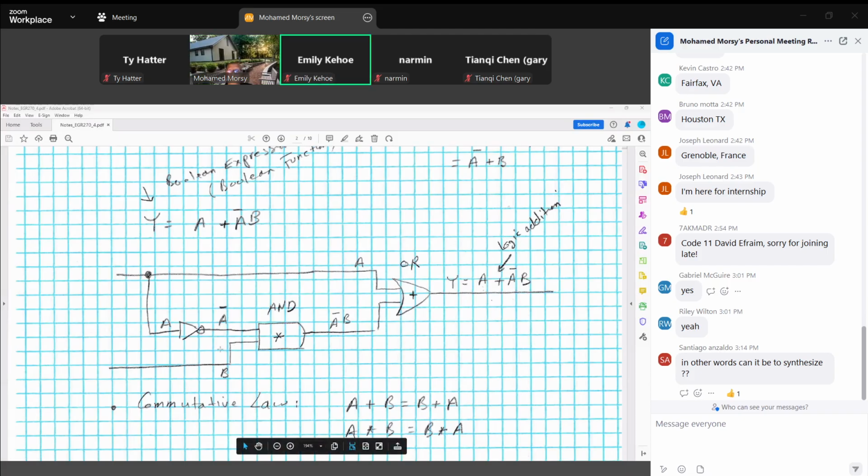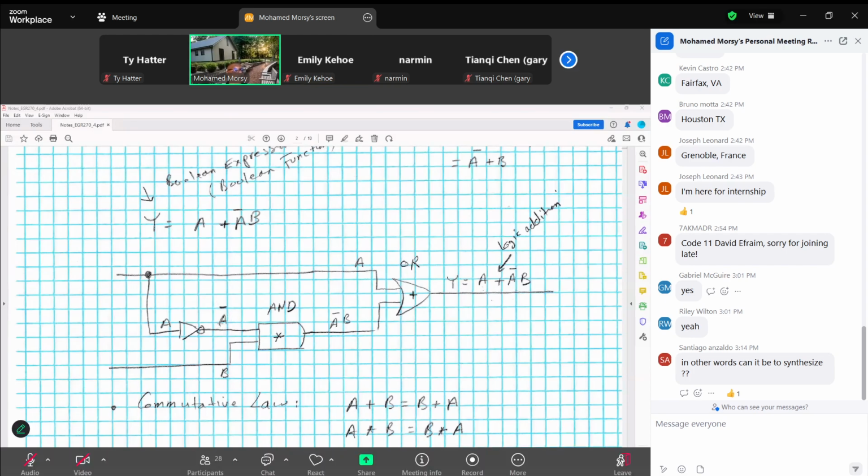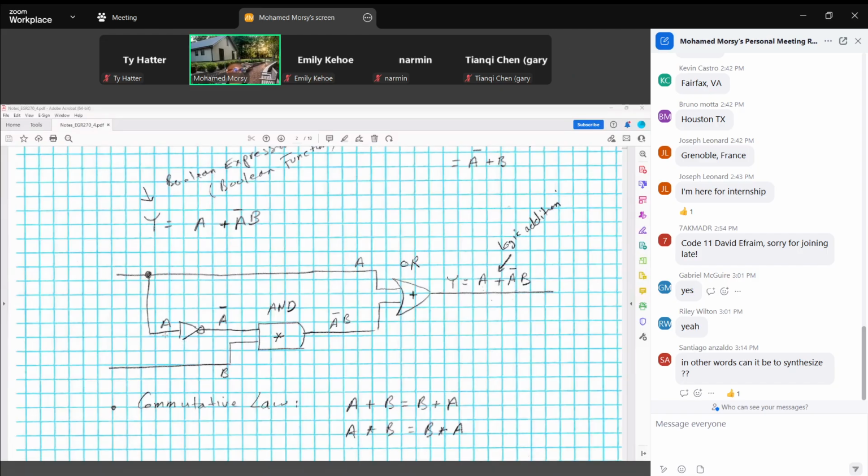So A inverted means this came from an inverter. And the input applied to the inverter is A. And this is the minimum variable we can reach. So you see here, we reach A input and B input. So this is some sort of design. If we are given the Boolean expression, we can draw the circuit.